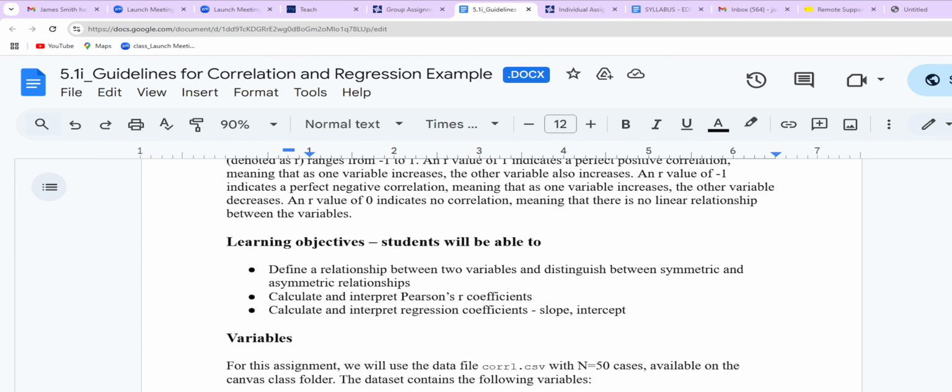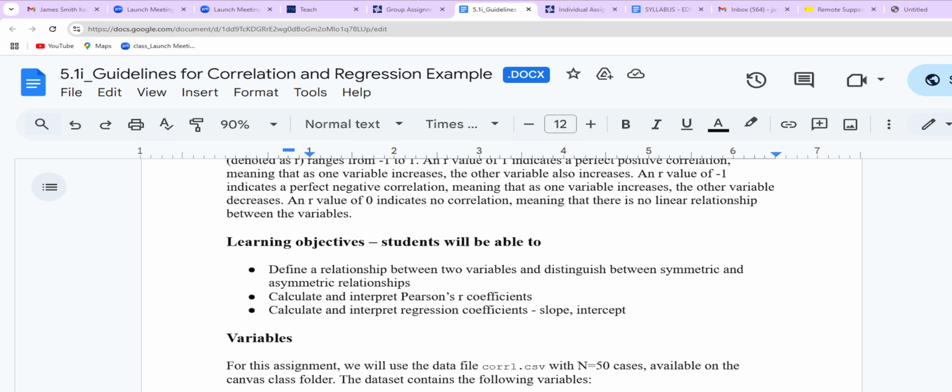Now, we're going to look first at a symmetric measure, a measure of correlation where it doesn't make a difference which variable comes first. We're going to look at math and English, and the relationship between math and English is the same as the relationship between English and math. There's no direction to the measure.